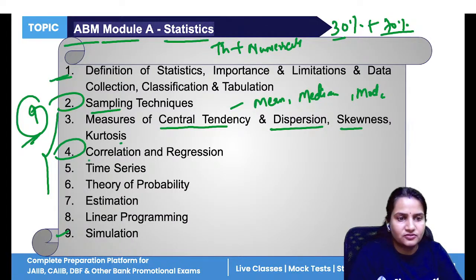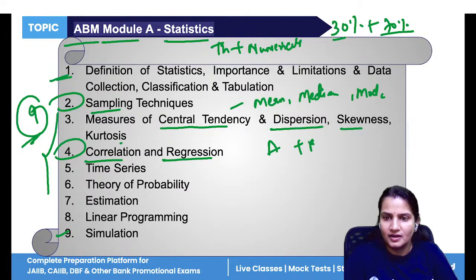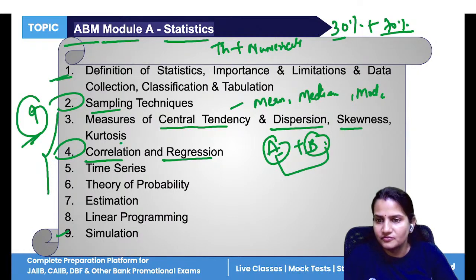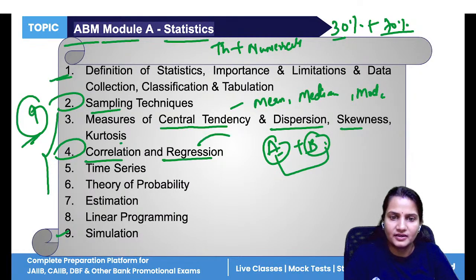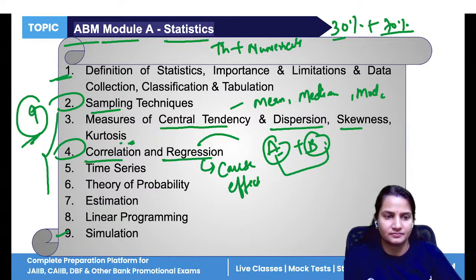Then unit 4 is all about correlation and regression. Correlation is how two variables are correlated to each other. If I say A and B, how are A and B related to each other? If these two are related, then what is the effect of A on B, or the effect of B on A? That is regression. Regression talks about the cause and effect relationship, and correlation means how these two are related.